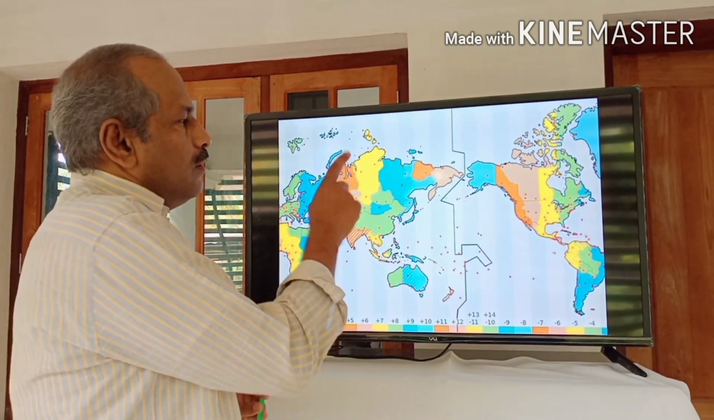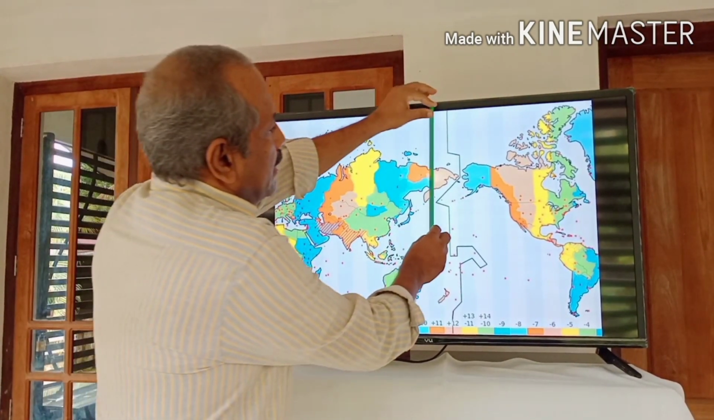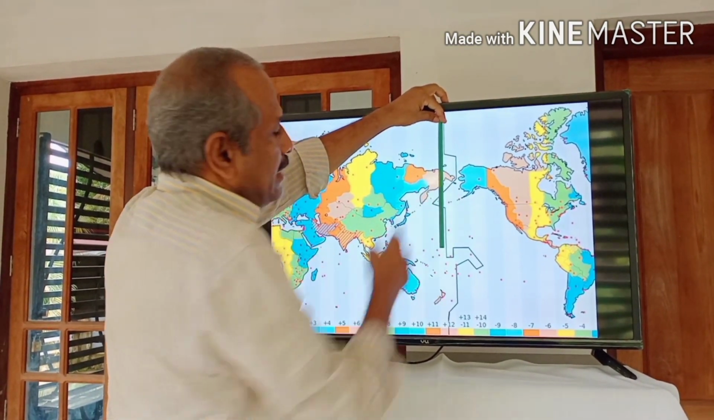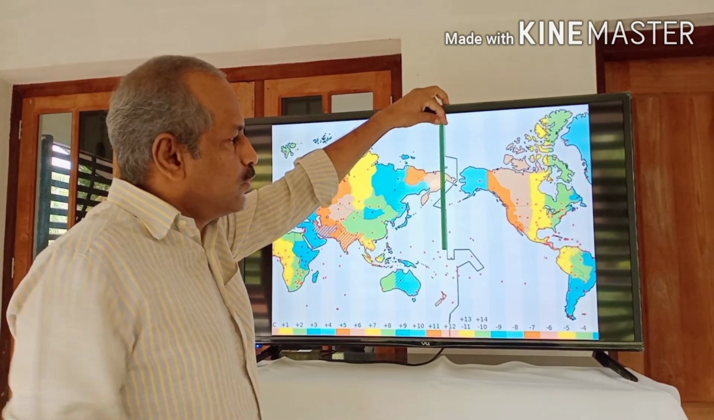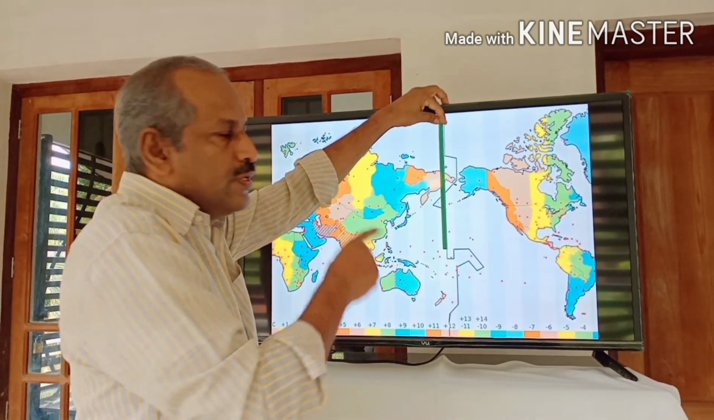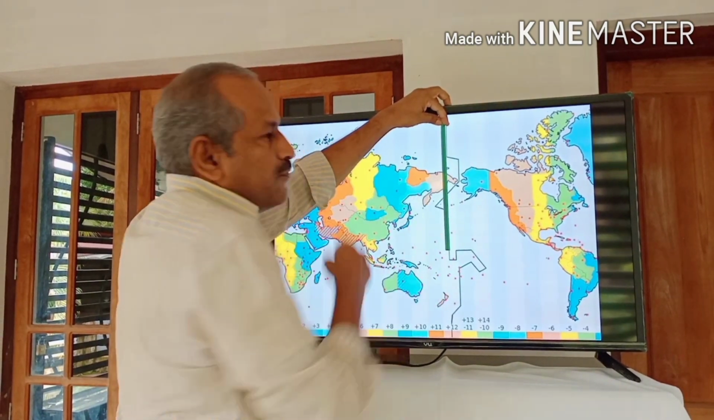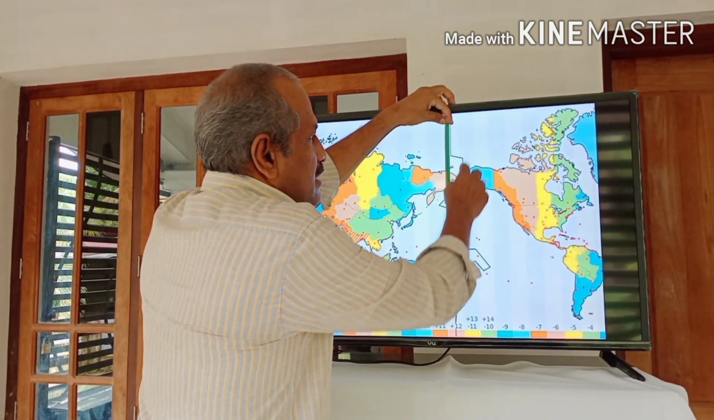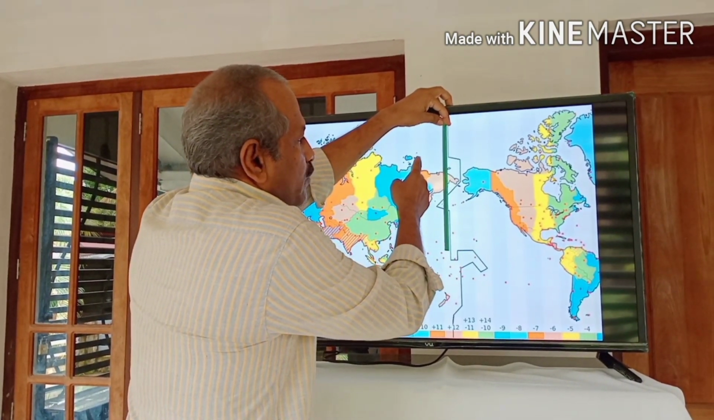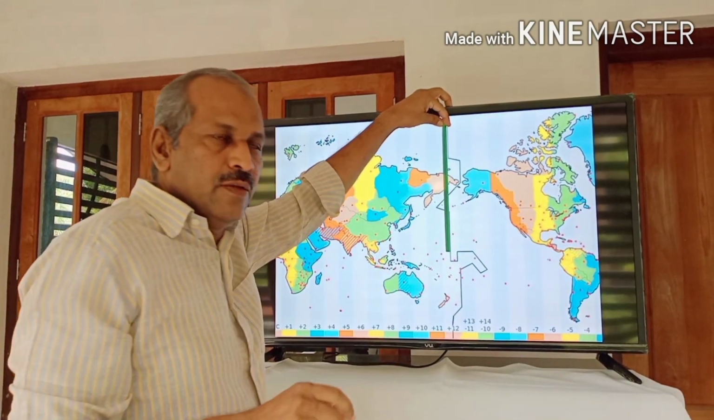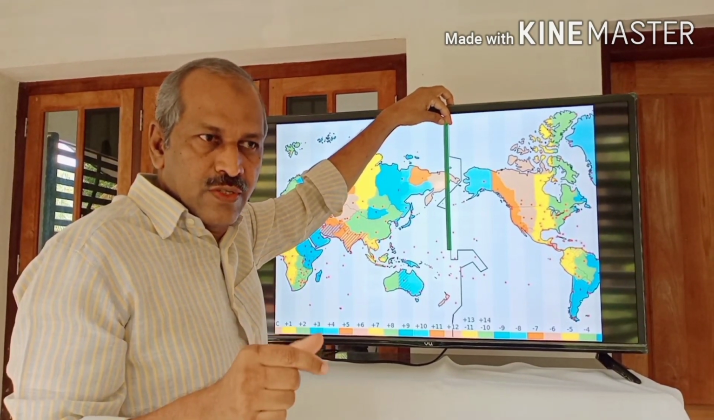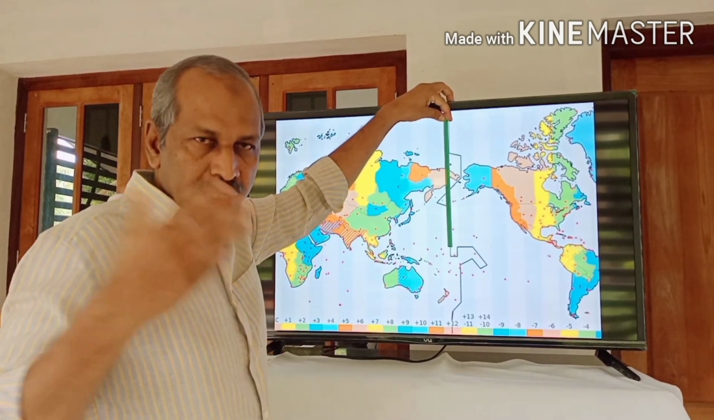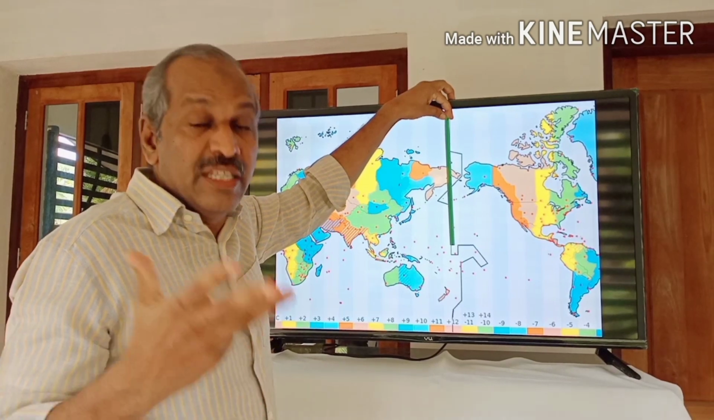If 180 degree longitude passes through a country, for example like this, if it is a straight line, definitely this line will pass through this land area. So if 180 degree longitude passes through a country, places situated to the east and west of this line will be having two different days. For example, if it is Thursday here, here it would be Friday. So within a country, within a village, two places, one place will be having Thursday, the other place will be having Friday. You just think about the practical difficulties.